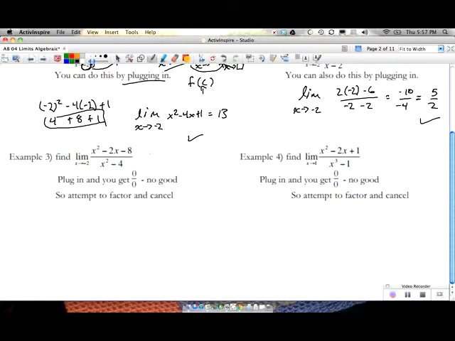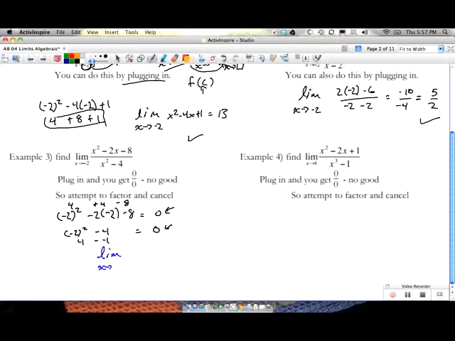This third example here. If we were to plug it in, we would get -2 squared minus 2 times -2 minus 8. That's 4 plus 4 minus 8. That's 0. And then for the denominator, that'd be -2 squared minus 4, or in other words, 4 minus 4. That equals 0 too. So we'd have 0 in the numerator and 0 in the denominator, not working for us. That means we've got to do some fanciness. We've got to factor. Fancy factory.